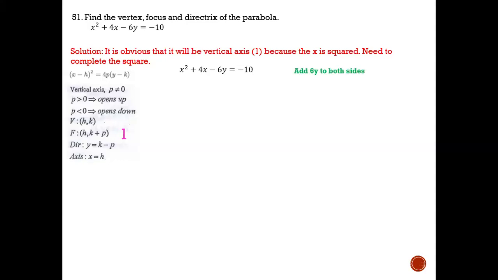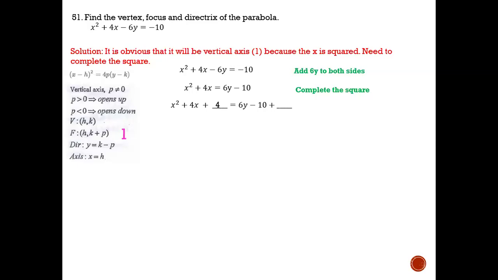Let's go ahead and to complete the square, what I want to do is I'm going to isolate just the x squared plus 4x. So to do this, I'm going to move that -6y to the other side by adding 6y on both sides. Okay, so when I do that, I have this x squared plus 4x equals 6y minus 10. So now I'm going to complete the square for the left side. Okay, so in order for me to complete the square, I need to know what the C value is.